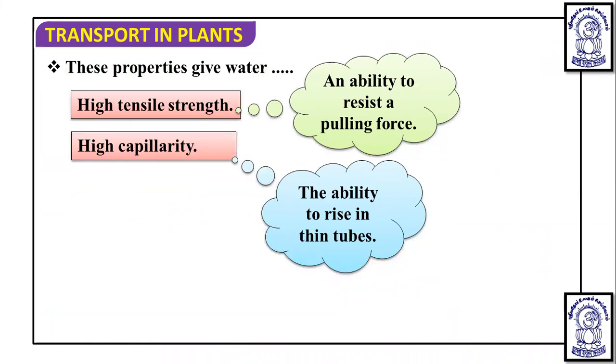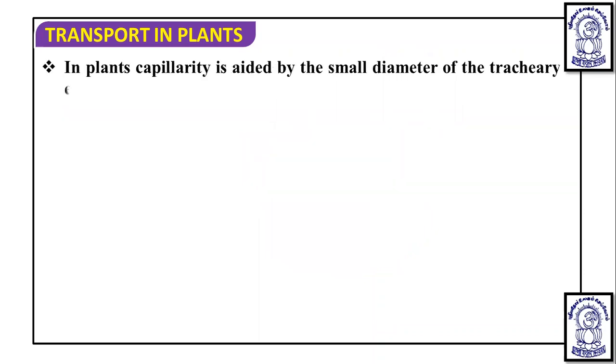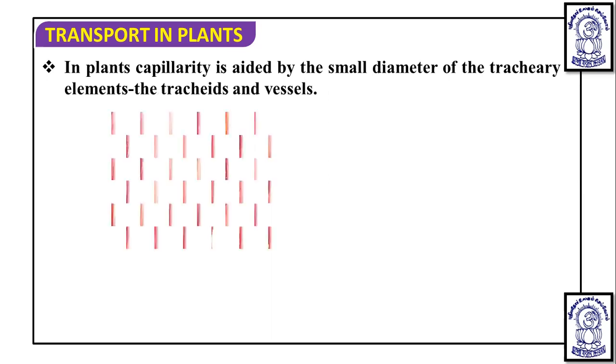In plants, capillarity is aided by the small diameter of the tracheary elements, that is the tracheids and vessels. Their small diameter also helps in this water movement.